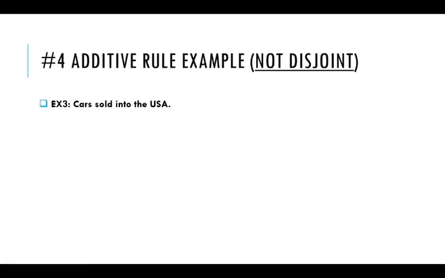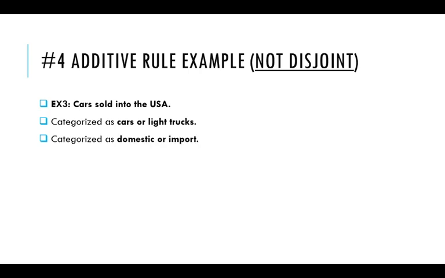Let's look at one more example. Let's say we're talking about cars sold in the United States. Cars in the United States can be categorized as either cars or light trucks. So you might be thinking, well, what about those SUVs? Well, they would be light trucks. So cars or light trucks. But we can also divide the data on the fact that some of them are domestic and some of them are imports. So we've got cars and light trucks, we've got domestics, and we've got imports.